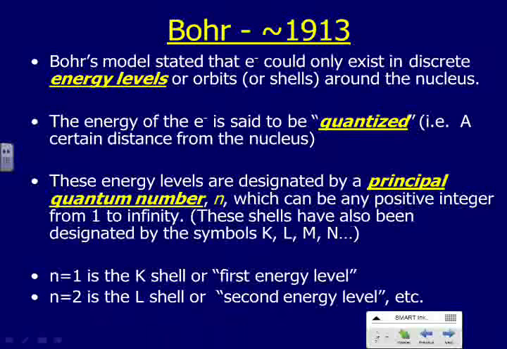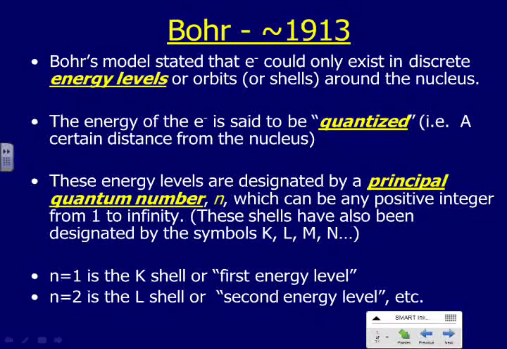Now that first statement, nothing is new. Bohr's model stated that electrons could only exist in discrete energy levels, or orbits, we call them. Orbits actually comes from the idea that Rutherford proposed, that they had to be moving, but we now know that if they're moving, they should be giving off light. So energy levels is better, and actually shells are even better.